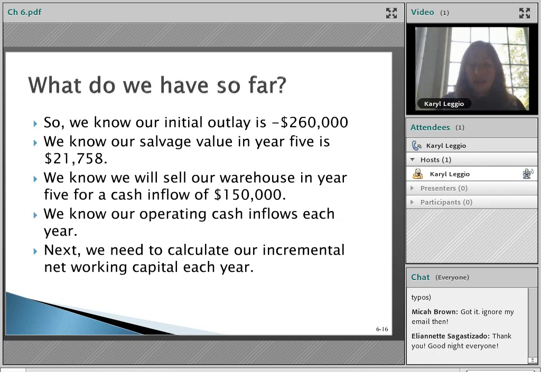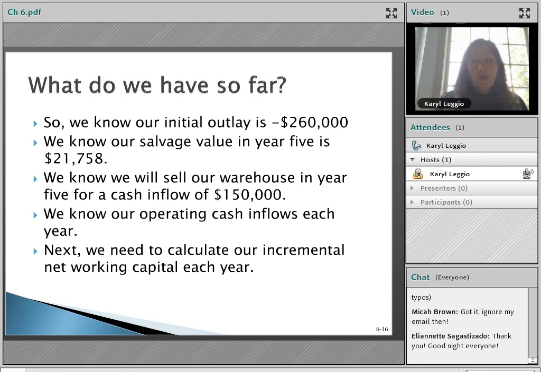We know our initial outlay was a negative 260,000. We know our salvage value in year 5 was 21,758. On the spreadsheet, it says 21.76. We know we can sell the warehouse for 150,000. We know our operating cash flows each year.